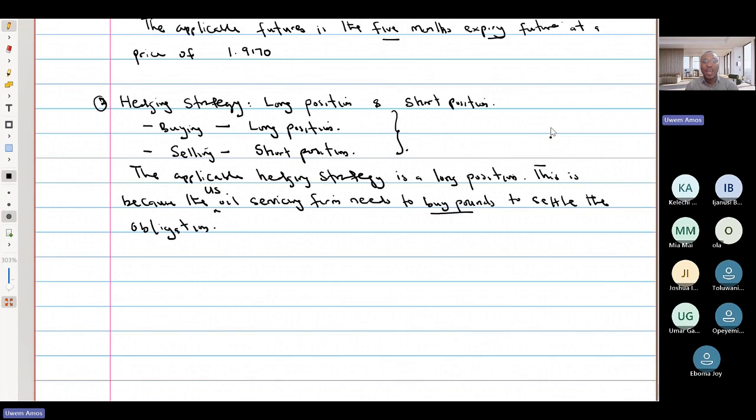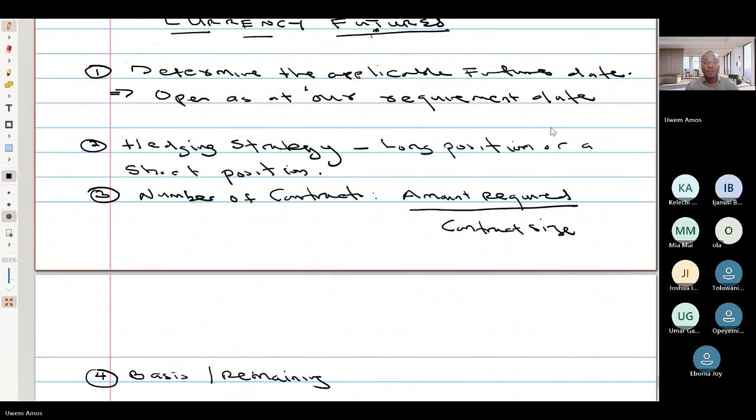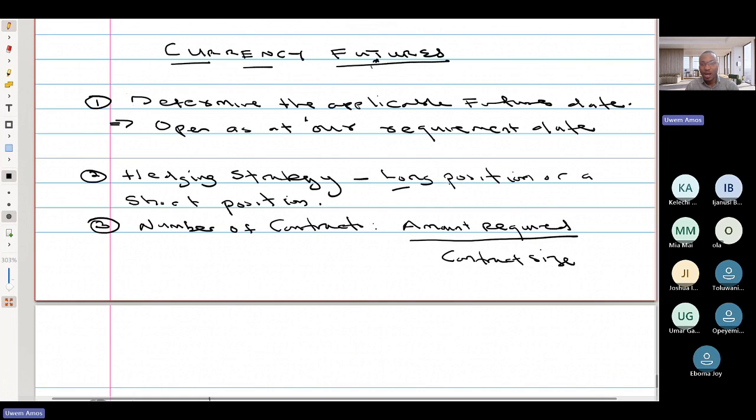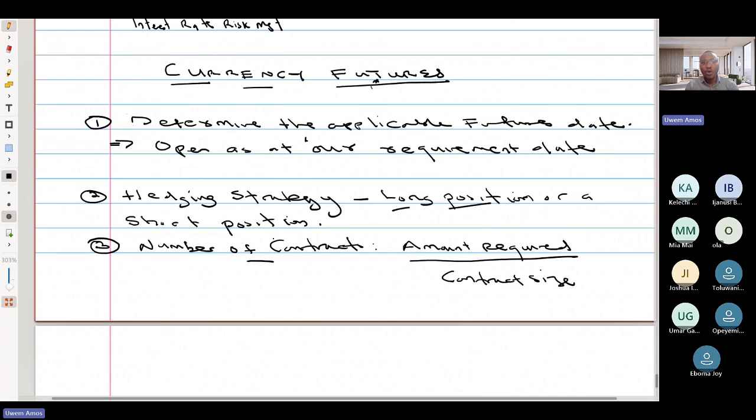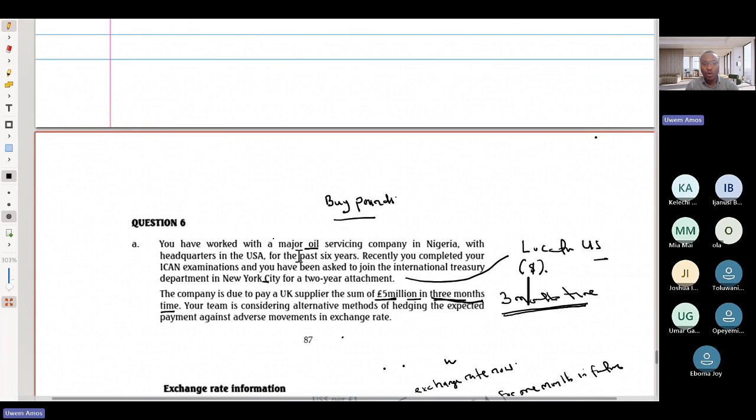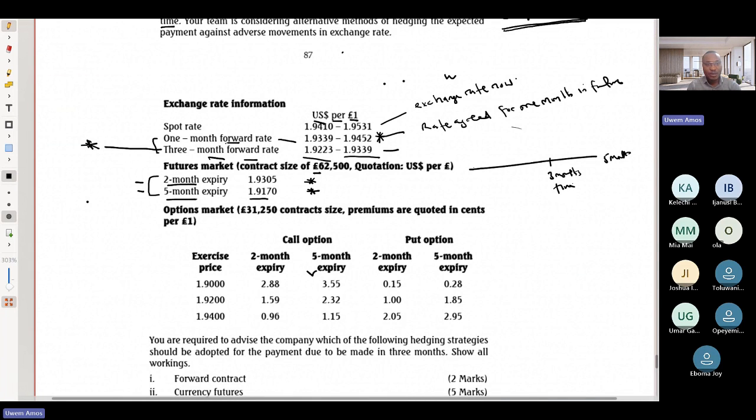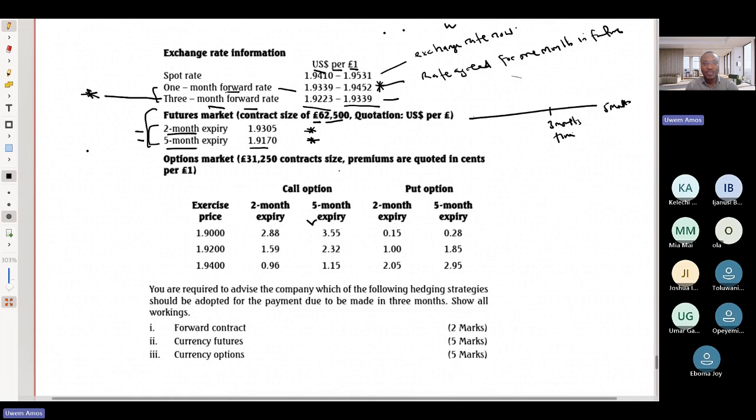All right, so that is our hedging strategy, the long position. You need to buy pounds, and the futures market has pounds in blocks of 62,500. So we'll go ahead and buy what's available. The next thing we need to do is to determine the number of contracts. The reason is that futures are sold in blocks. If you look at our futures part, it says contract size 62,500. So they are sold in blocks of 62,500. So we need to know how many we need to buy since they are sold in blocks.